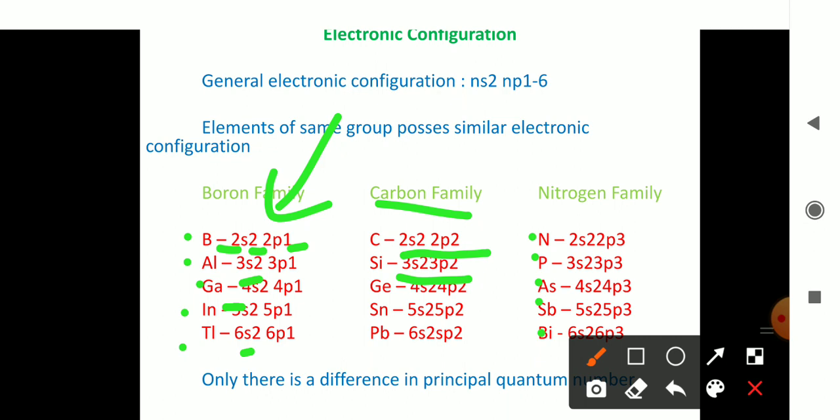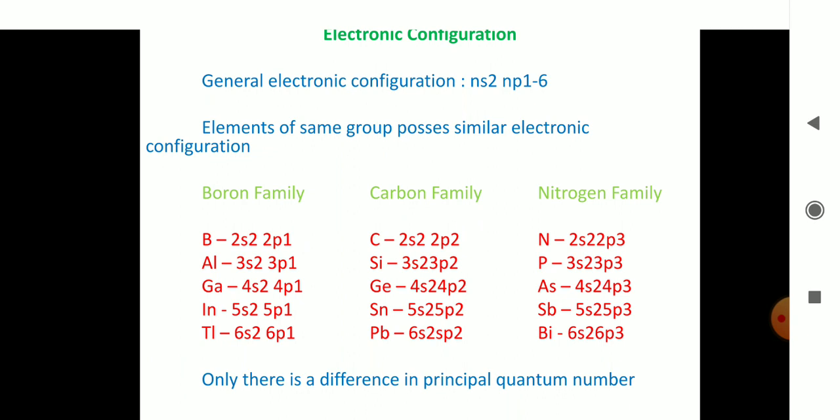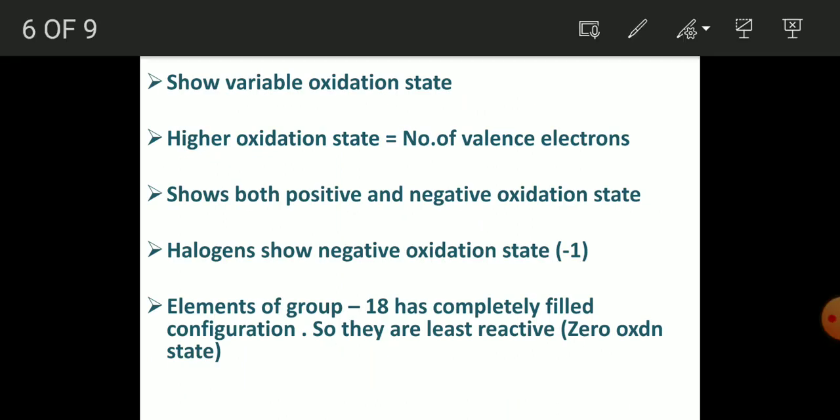Likewise, if we take the next family, what is the next family? We have boron, carbon, nitrogen, then the oxygen family. If we look at the elements of the oxygen family, they will have the electronic configuration of ns2 np4. If we take halogens, then their electronic configuration will be ns2 np5. Whereas if we finally take the noble gases, they will have a completely filled electronic configuration ns2 np6. Is it clear, students?